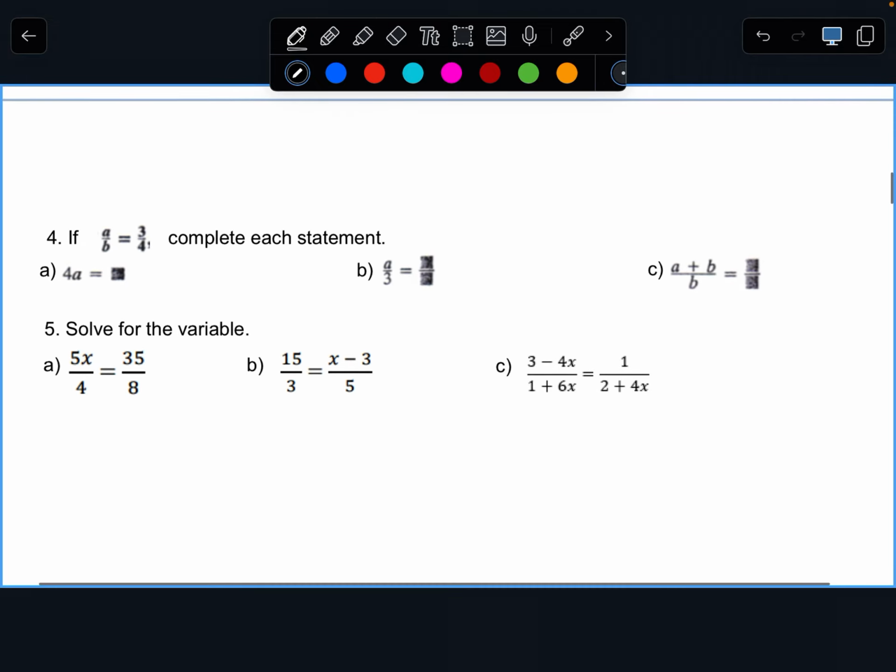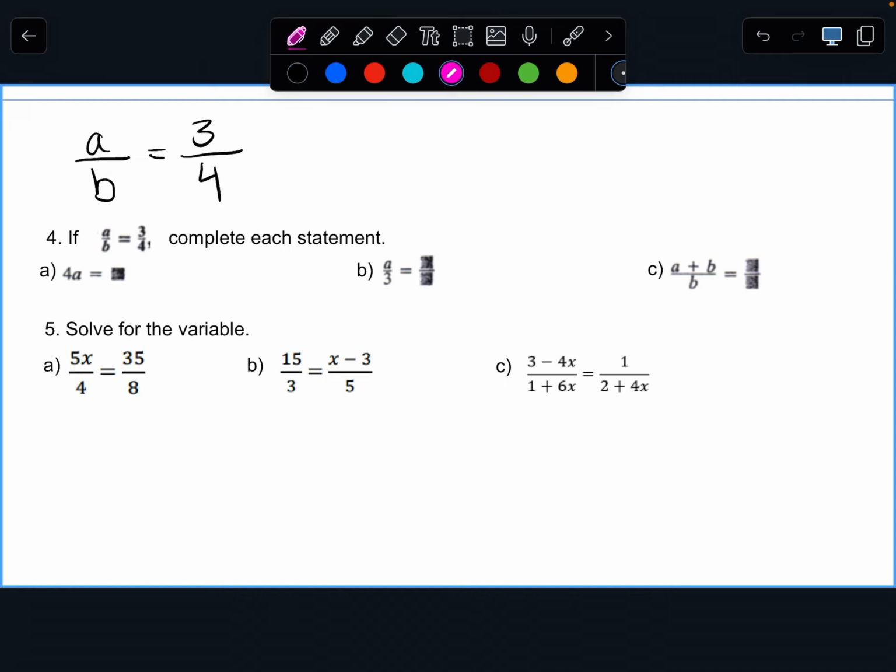These ones are using the properties. This is hard to see, so I'll just write it really big. A over B equals 3 over 4. And they're saying, if I mess with it, what should this equal? So if I say 4A, using how it's set up here, what would it equal? Honestly, I don't memorize the properties. I just look for the pattern, if I'm being completely honest.